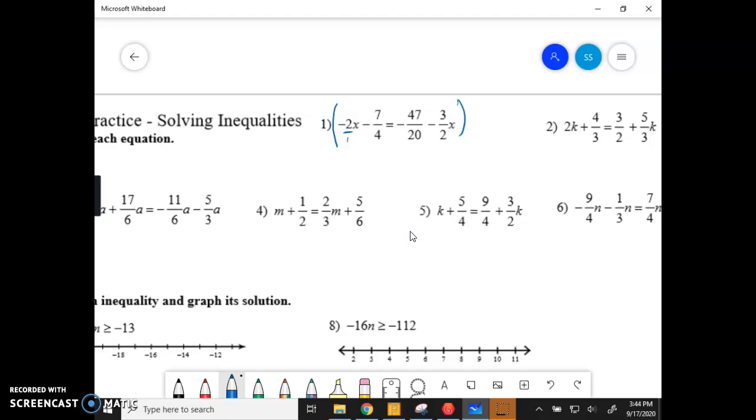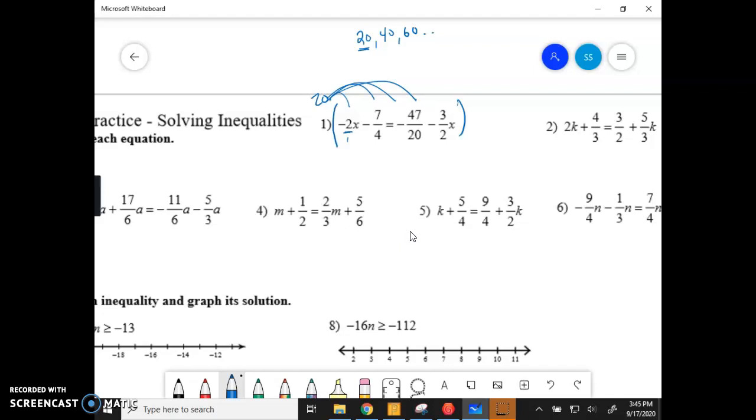So the multiples of 20 would be 20, 40, 60, right, and so on. So the smallest one for 20 also works for 4 and 2. So that's got to be the least common multiple. Okay. So you just go through, multiply all these terms by 20, and there you go. And you can solve it out from there. Okay.